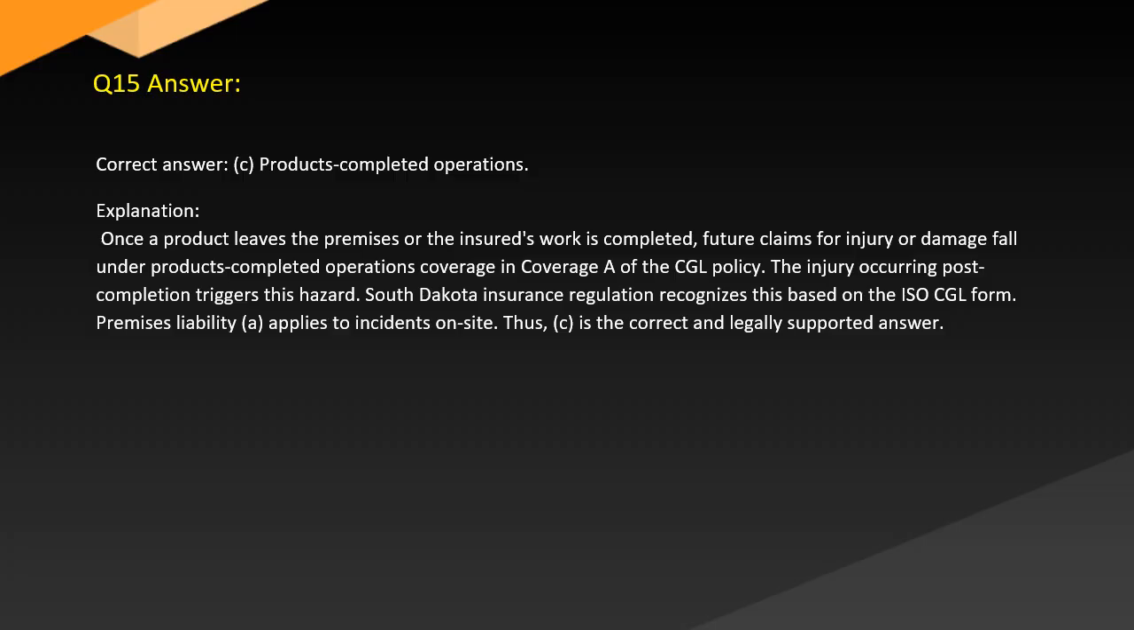Answer. Correct answer: C. Products completed operations. Explanation: Once a product leaves the premises or the insured's work is completed, future claims for injury or damage fall under products completed operations coverage of the CGL policy. The injury occurring post-completion triggers this hazard. South Dakota insurance regulation recognizes this based on the CGL form. Premises liability (A) applies to incidents on site. Thus, C is the correct and legally supported answer.